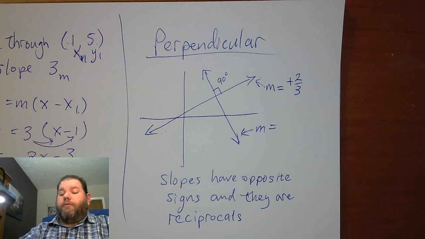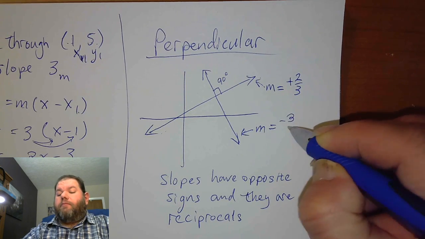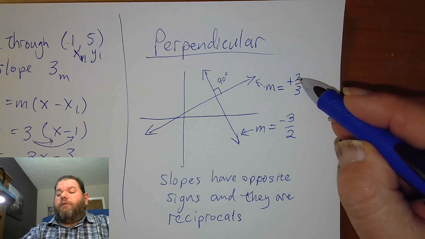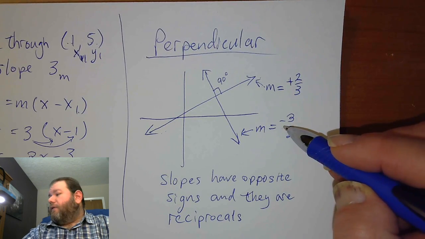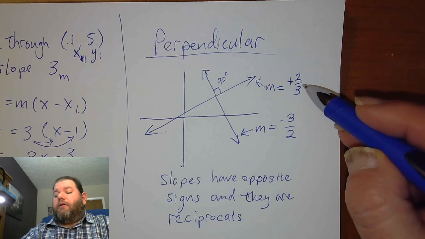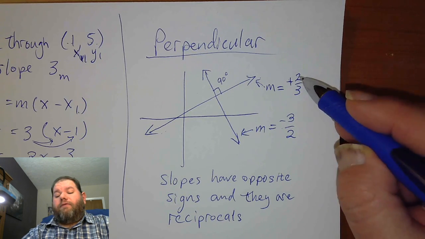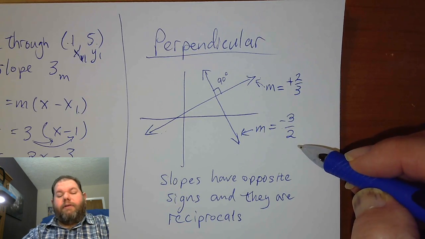Negative 3 over 2, because we change the sign. This one's positive, this one's negative. Absolutely. And then this is 2/3, so we flip that over. This one would be 3/2.